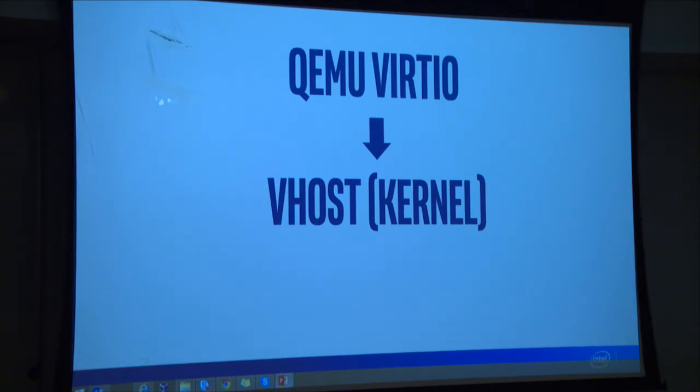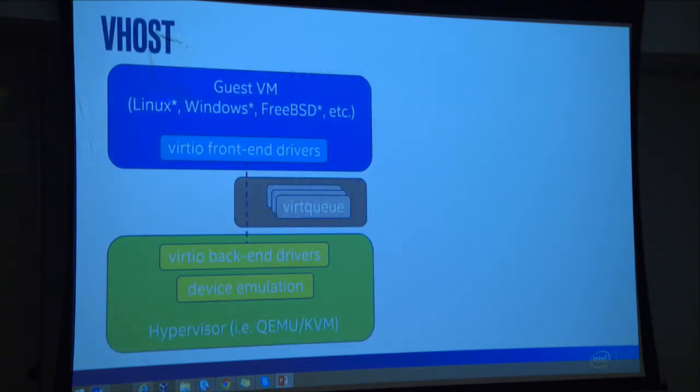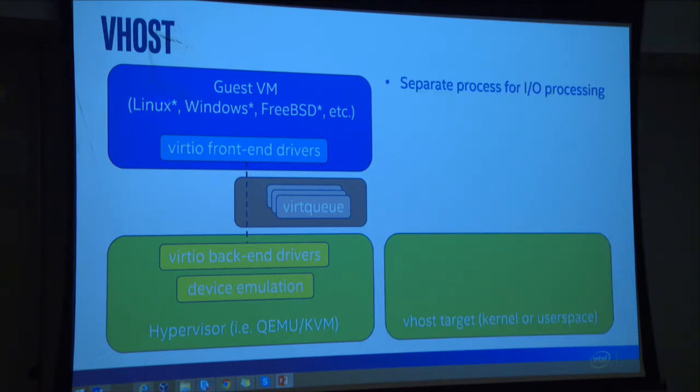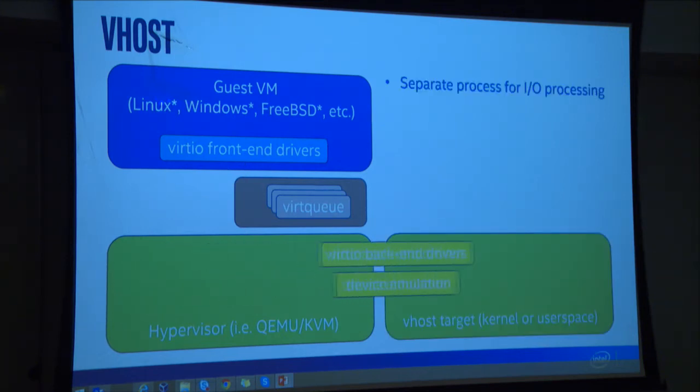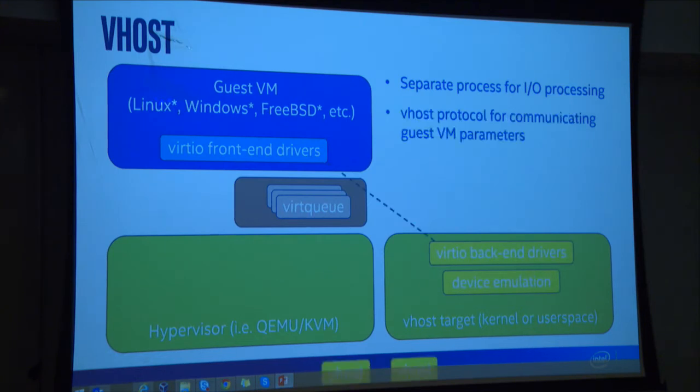kernel or in the user space. I want to walk through integrating it in the kernel and show you what benefit you will get with that, and then the next one would be in the user space, and we'll see what happens. So the vhost target is not part of the hypervisor. It's separate from the hypervisor. And then there is a communication between the two, and that's an initial communication. After that, the hypervisor is out of the picture.